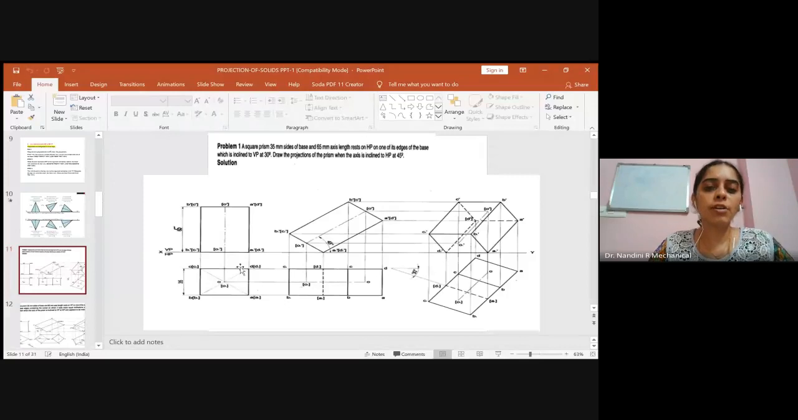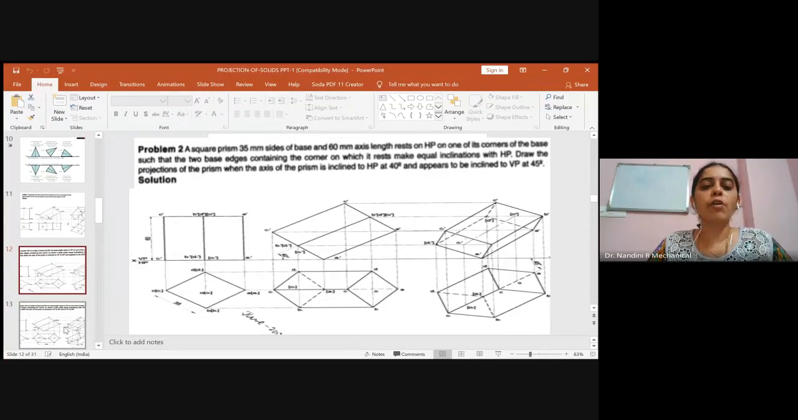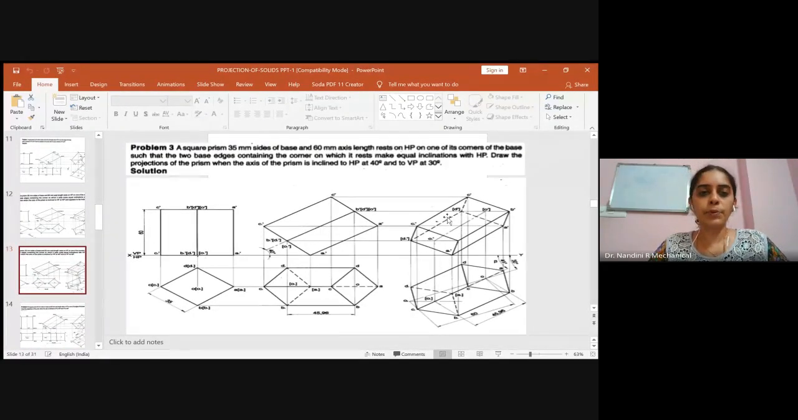So this was the first problem, which helped you to understand how to solve the problem when it is resting on one of its side. The second was the problem explained when it is resting on one of its corner, and it was an axis problem, which appears to be inclined, and hence we didn't determine the apparent angle beta. So this is the third problem.